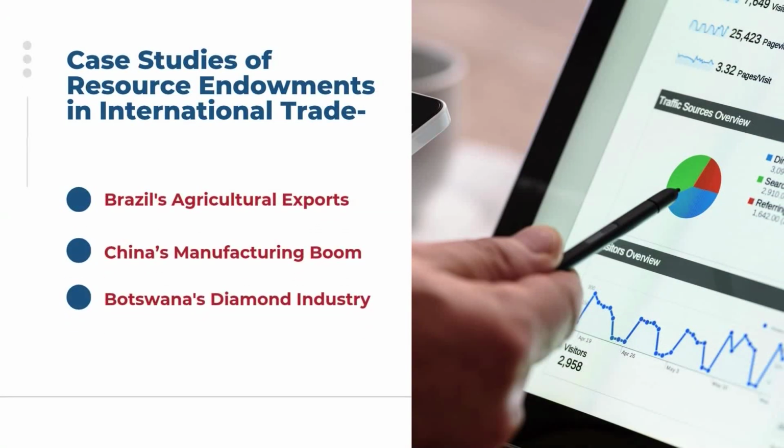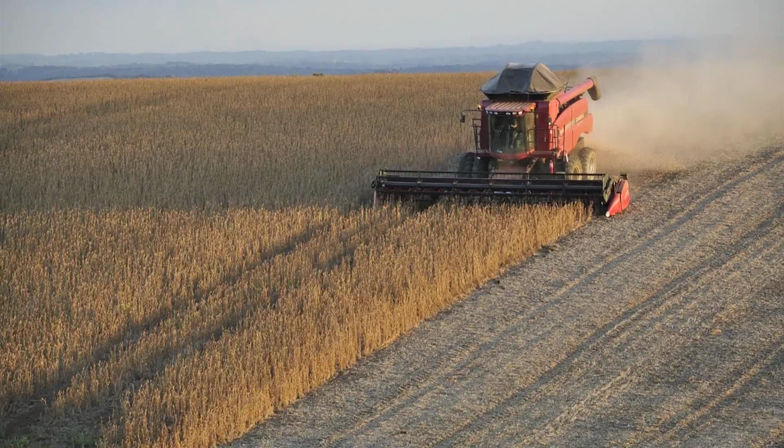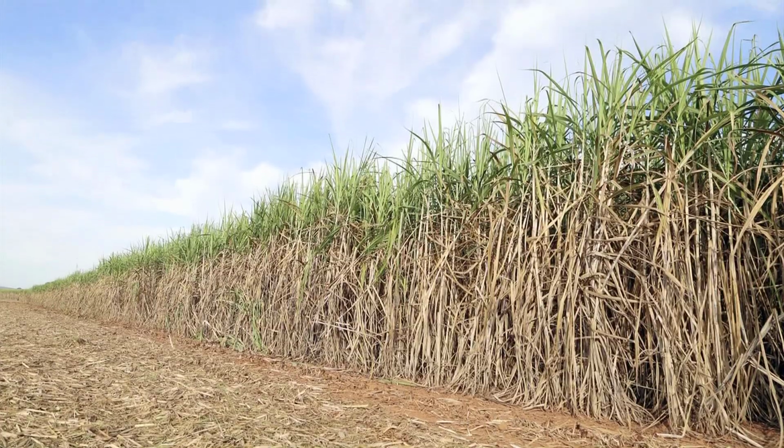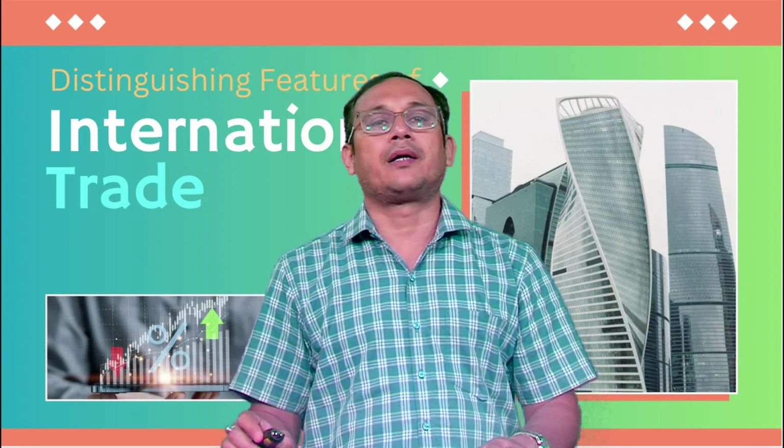For example, we can give the example of Brazil's agricultural exports. We know that Brazil is a leading exporter of soybean, coffee, and sugar due to its fertile land and favorable climate. So what happened as a result? Brazil leverages its natural endowment in agriculture to dominate the global market.